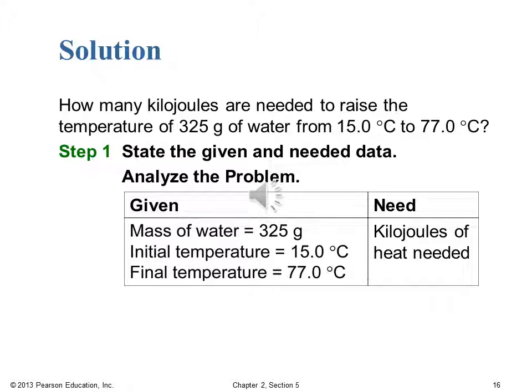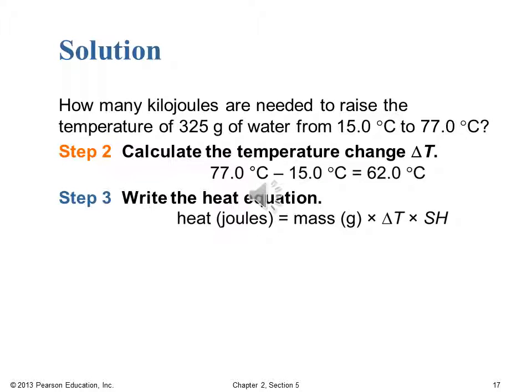Okay, so we'll solve the problem as we hope that you did on your own by following the steps. Step number 1, state the given and needed data, analyze the problem. In this case, we're given the mass of water as 325 grams, the initial temperature of the water, 15.0 degrees Celsius, and the final temperature of the water, 77.0 degrees Celsius. Ultimately, what we're solving for, what we need, is the kilojoules of heat needed to cause that temperature change for that amount of water.